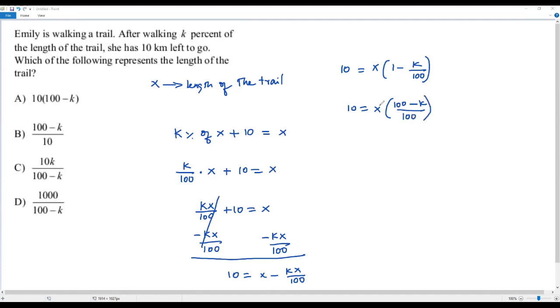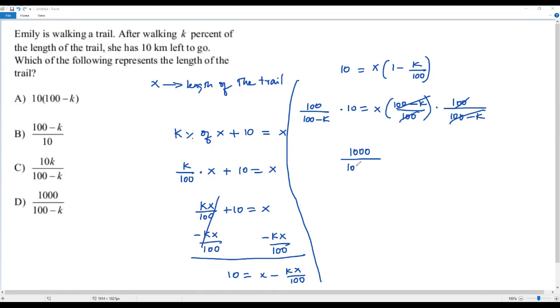Since our aim is to solve for x, we have to get rid of this fraction over here. For that, we have to multiply both sides of this equation by the reciprocal of this fraction, that is 100 over 100 minus k. Let me do the same thing on the left side, that is 100 divided by 100 minus k. Here the 100 minus k will cancel out. On the left side, 100 times 10 is 1000 divided by 100 minus k in the denominator. On the right side we just have x.